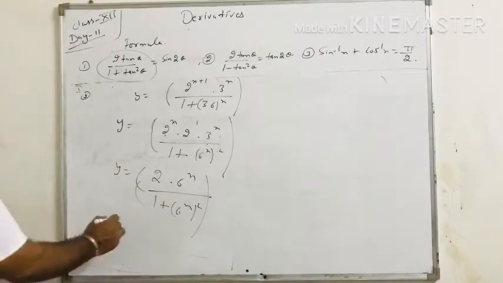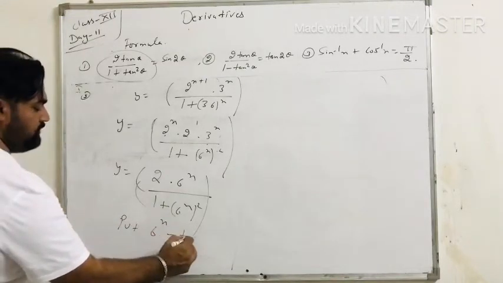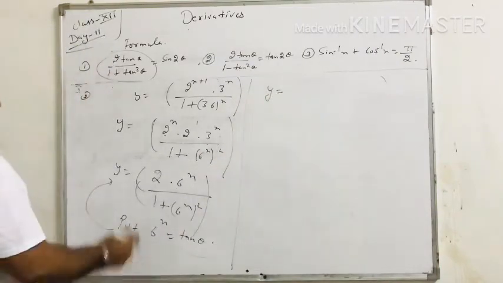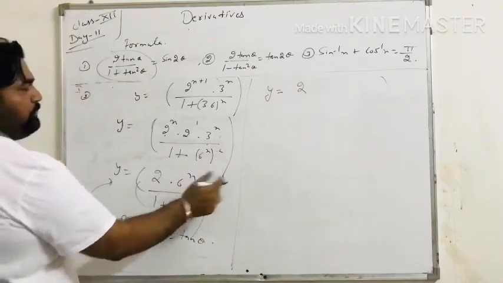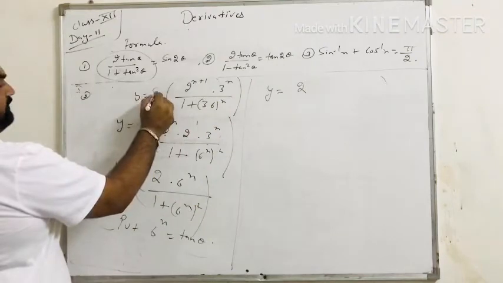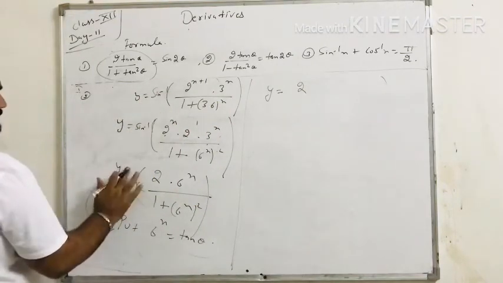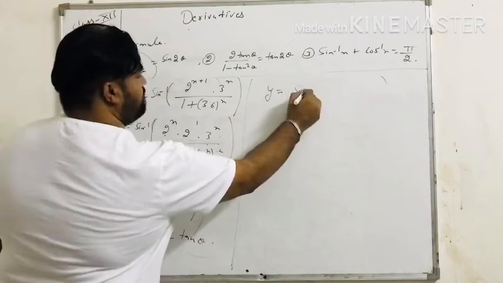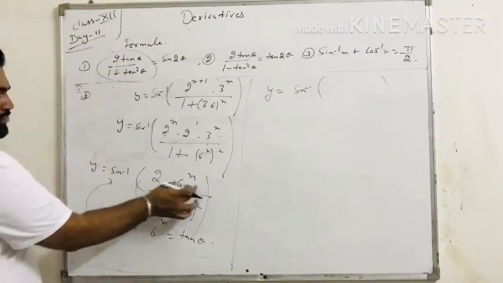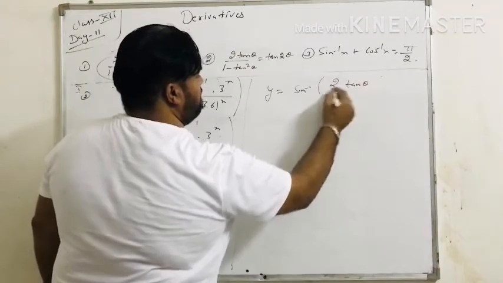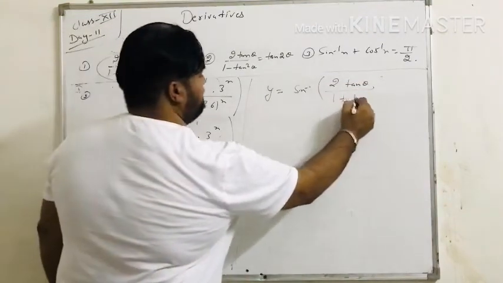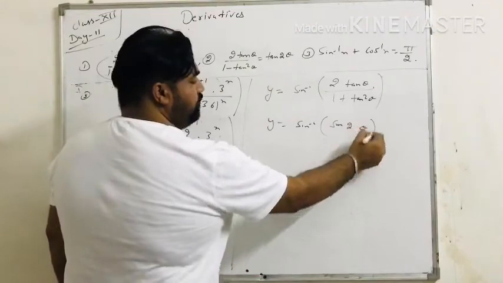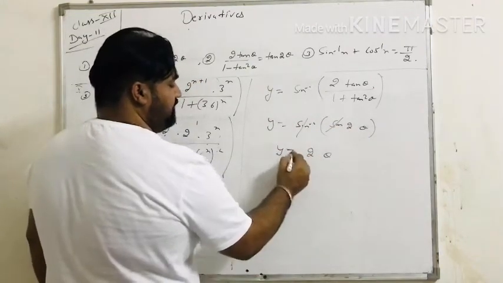6^x whole square. Now we put 6^x equals to tan theta. So this equation becomes y equals to sine inverse, this becomes 2 tan theta upon 1 plus tan square theta. So the formula of this is sine 2 theta, the sine inverse cancels, this becomes 2 theta.